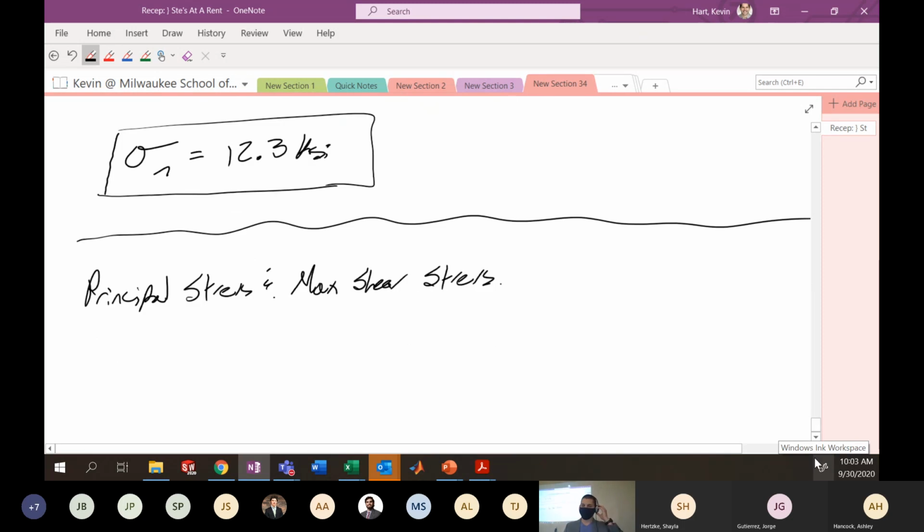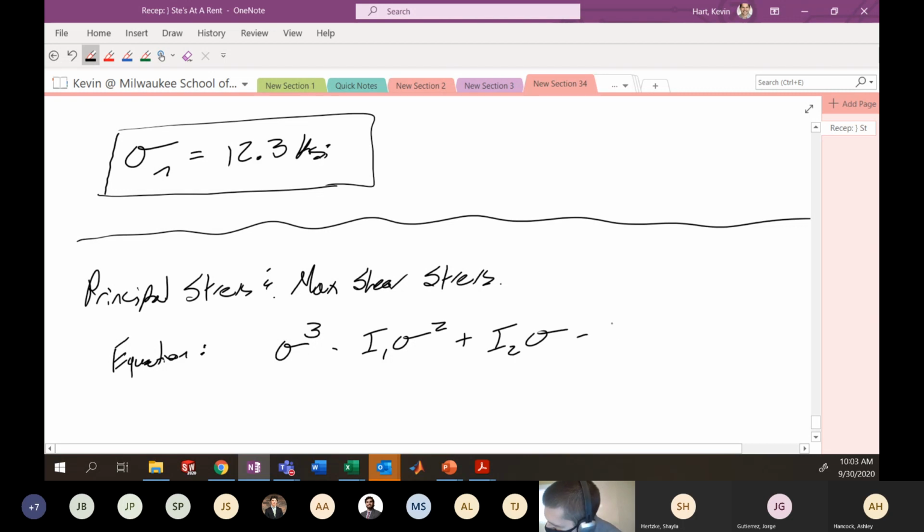For principal stress, this is just plug and chug. We derived the equations that are used for calculating the principal stresses. This was that cubic equation that had those invariants in it that we'll use to solve for the principal stresses. All right, so the equation for principal stress is this cubic equation, which is sigma cubed minus I1 sigma squared plus I2 sigma minus I3 equals 0.